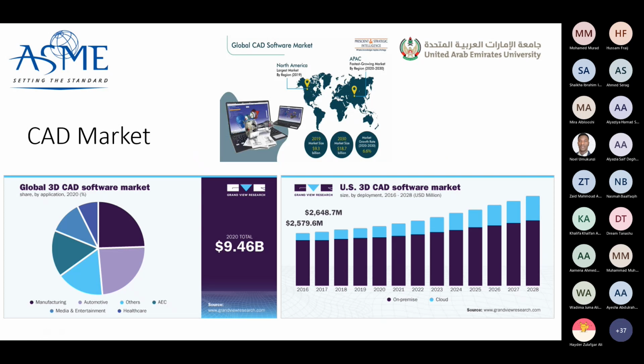Let's talk now about the CAD market. In general, North America is the largest market for CAD software by region, and Asia Pacific is the fastest growing market by region from 2020 to 2030. So these are the projected numbers. For the global 3D CAD software market, you can see on the graph on the left that manufacturing and automotive are the main market or the main applications. Others include media and entertainment, healthcare, and architecture and construction. AEC stands for architecture, engineering, and construction.